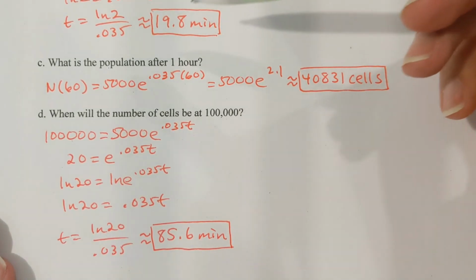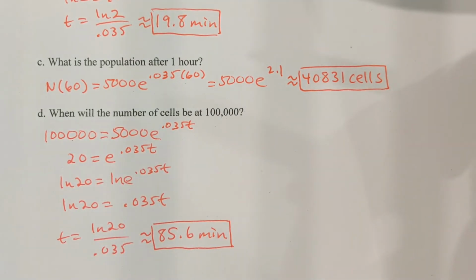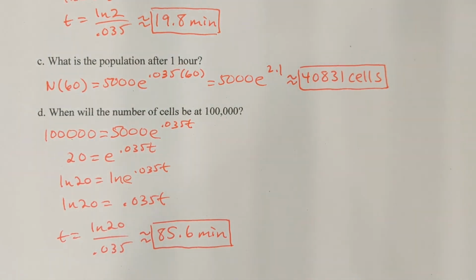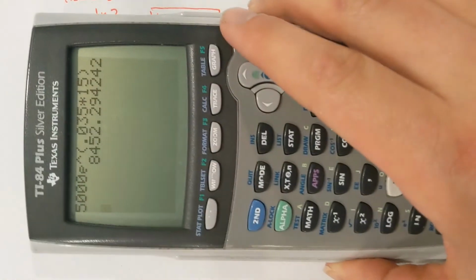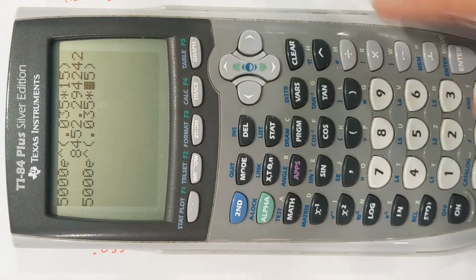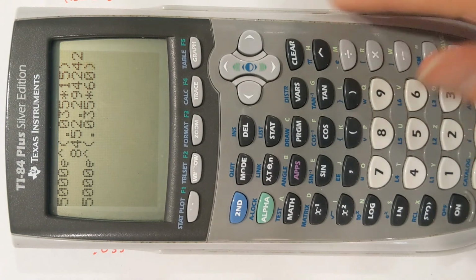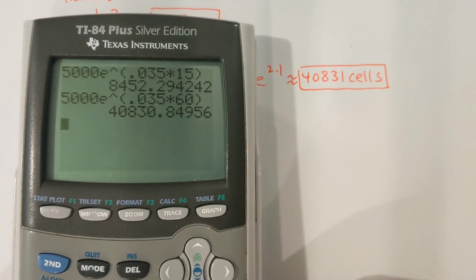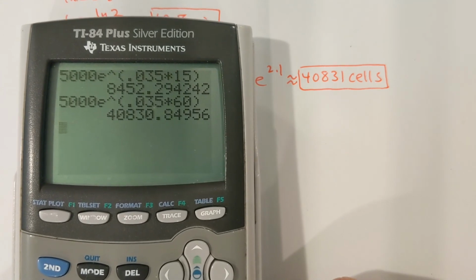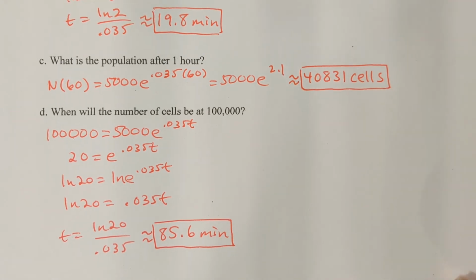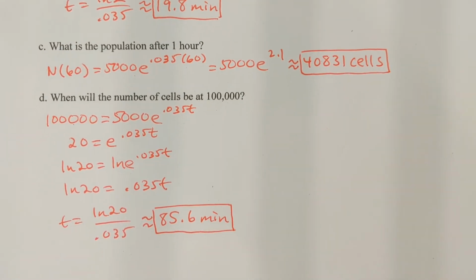Part C, what is the population after an hour? Well, the time is in minutes, so there's 60 minutes in an hour. And so I would go to the calculator here and just make the time 60. And it looks like we'll have 40,831 cells if we go nearest whole number value on that. That's how much would be there at 1 hour.